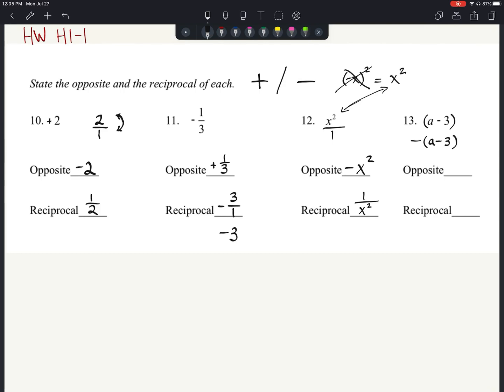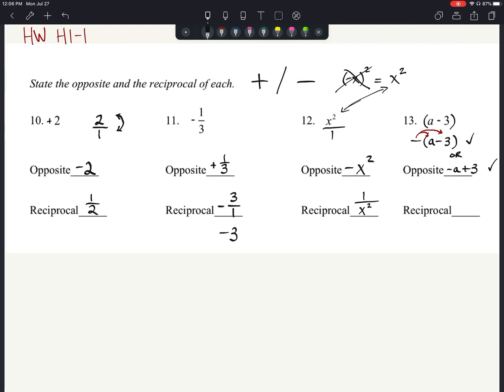Now we can write that as an answer. This would be a correct answer, or you can simplify it by distributing that negative through. So the opposite of a is going to be a negative a, and the opposite of minus 3 would be plus 3. So either of those answers would be correct there. I'll put a little "or" in there. Either one of those is correct.